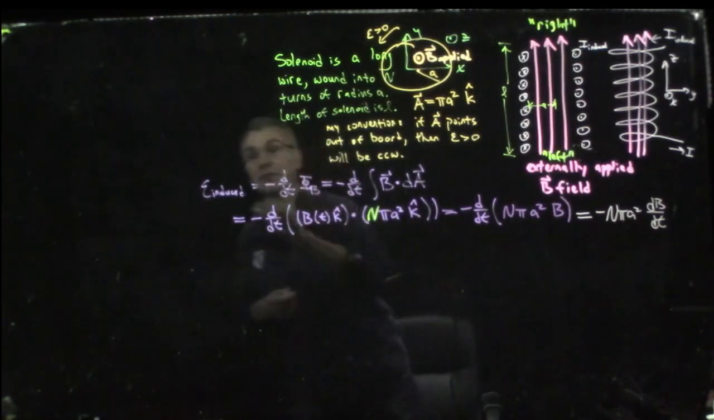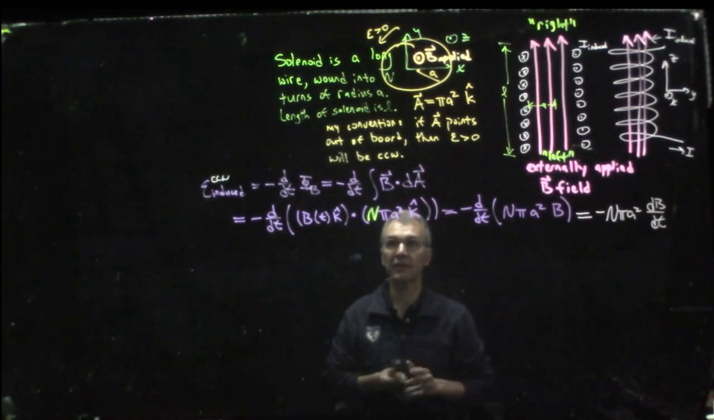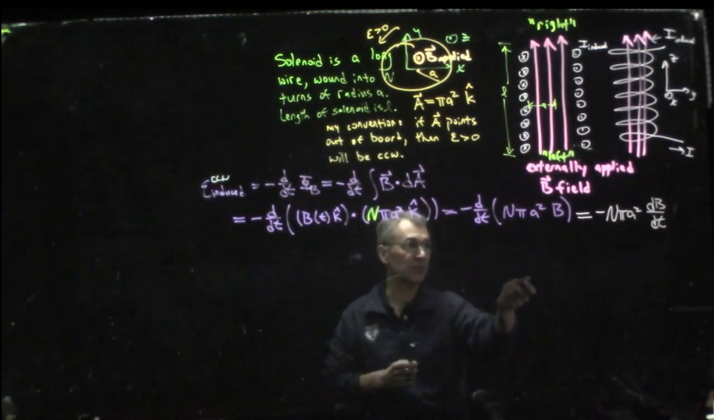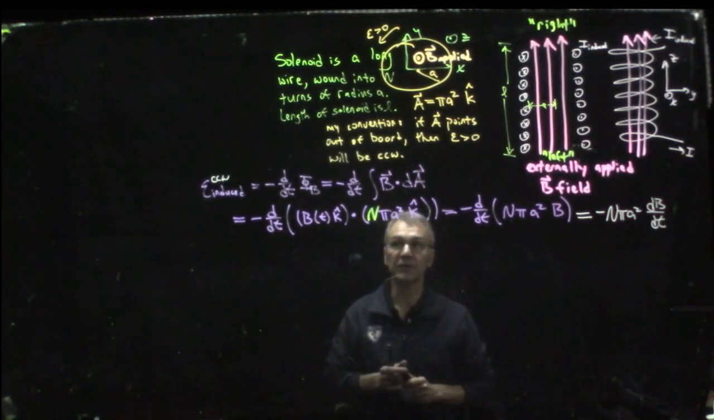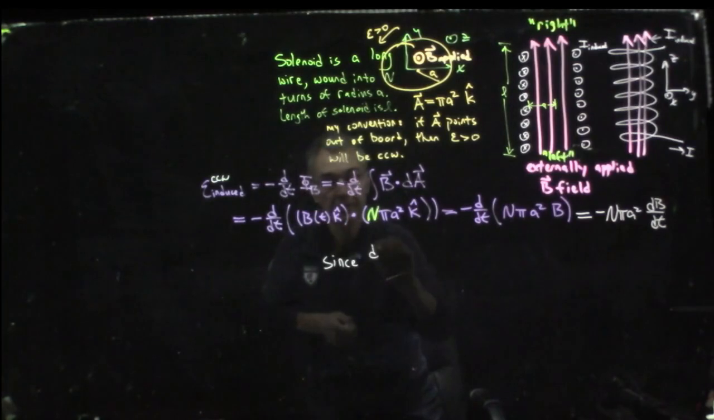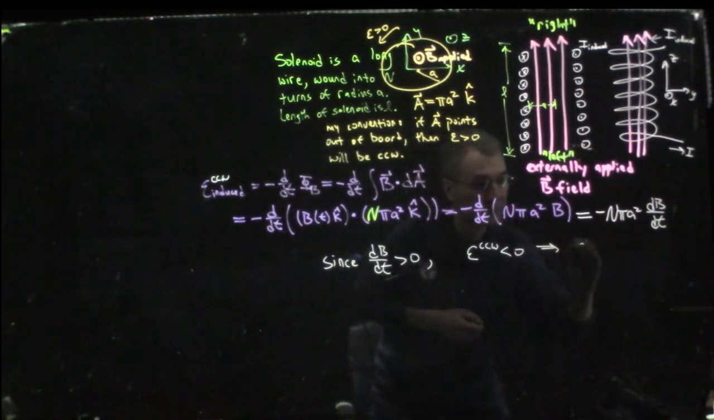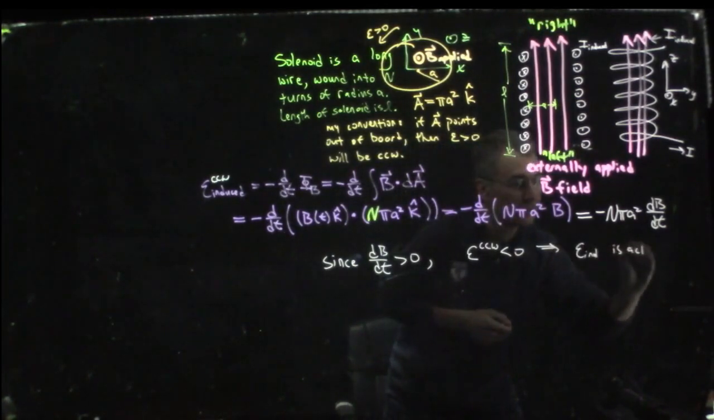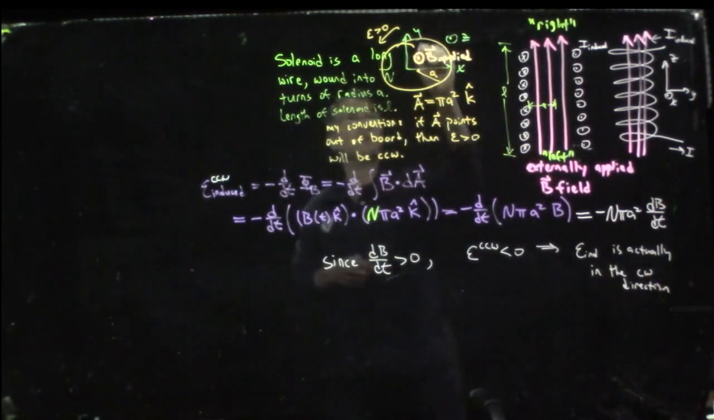This is the induced EMF in the counterclockwise direction. So if this is positive, then the induced EMF is counterclockwise. Because we said B is increasing in magnitude, this whole expression will be negative, so the induced EMF should actually be in the clockwise direction. So since dB/dt is bigger than 0, the counterclockwise EMF is less than 0. That means that the induced EMF is actually in the clockwise direction. Let's just check that. Okay, so the induced EMF is actually clockwise.